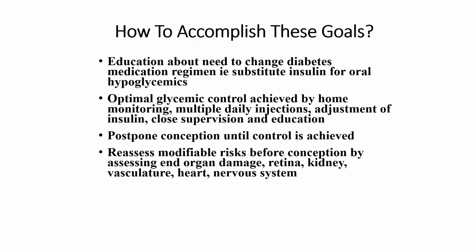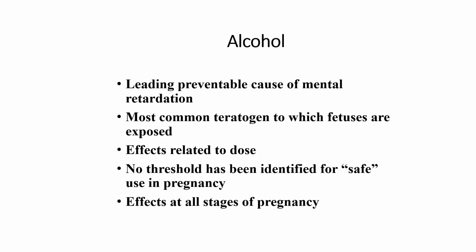And other risks are there if it is associated with diabetes. Sometimes they may have damage to the kidney, retina, vasculature, heart, nervous system. Those complications may be there because of the diabetes, and if such complications are there, it is better to think about the importance of a pregnancy, or to reassess the need of a pregnancy.